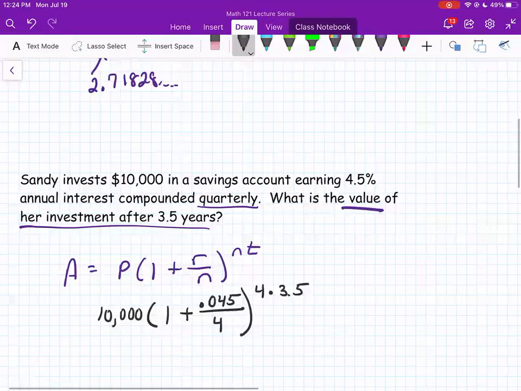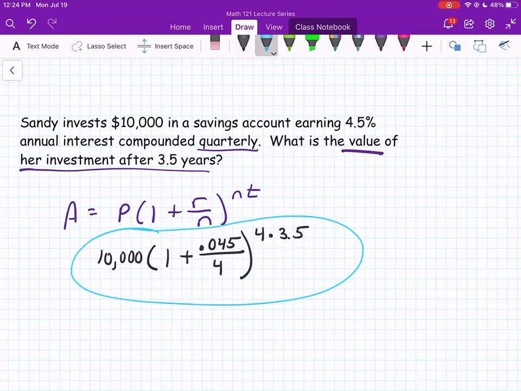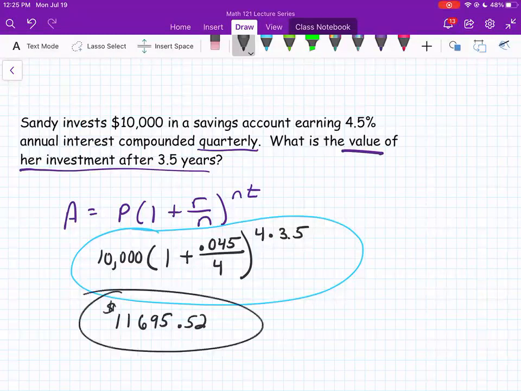I encourage you to plug this in as one step when you calculate this. You can do this using your Desmos calculator online or your own personal calculator. And when you plug this in and round to 2 decimal places at the end, you should get 11695.52. And I do encourage you to try that and let me know if you're having any calculator problems there.